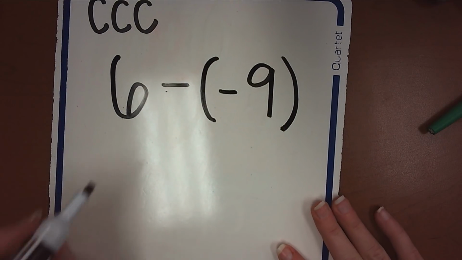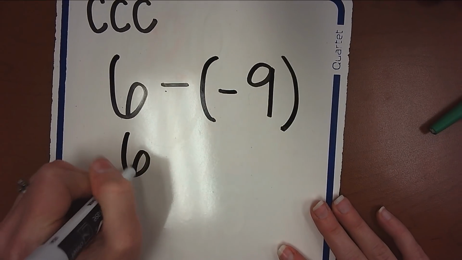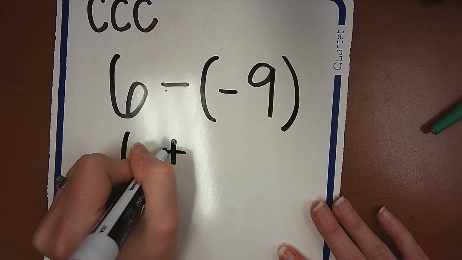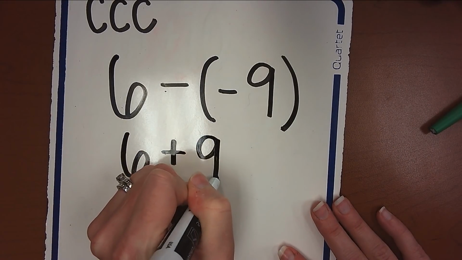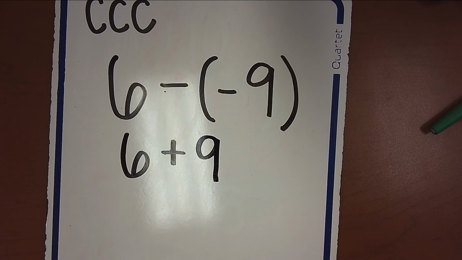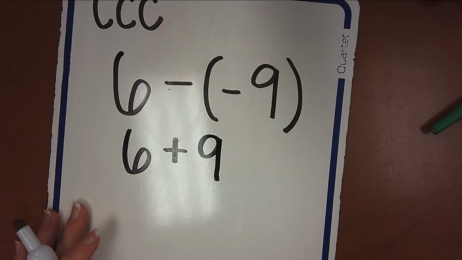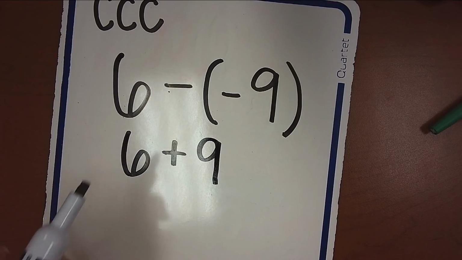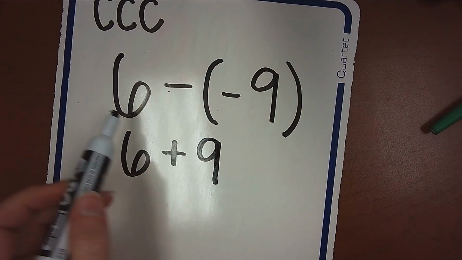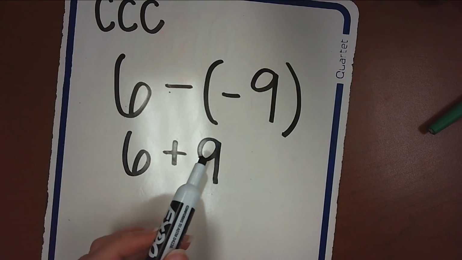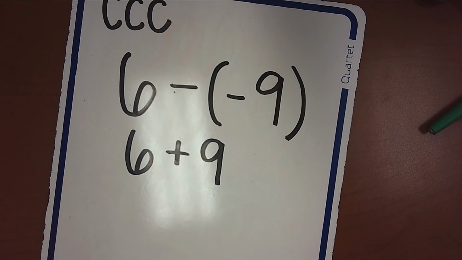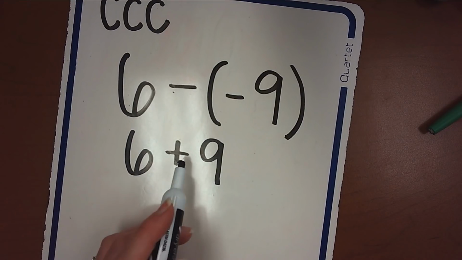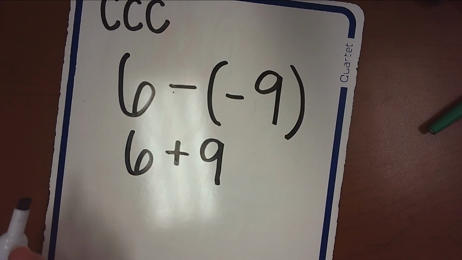When we use the 3 C's, we're always going to copy the first number. We're going to change subtraction to addition, and we're going to change negative 9 to positive 9. What I saw a lot of you doing on your papers during station work last time was trying to do this in your head instead of actually showing the work and showing this step. It's really important that you show this step just so you can visually see, because once you see 6 plus 9, you know how to do that.